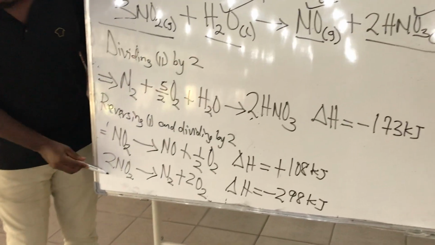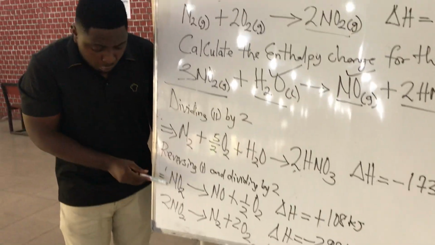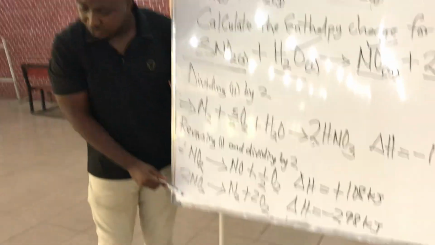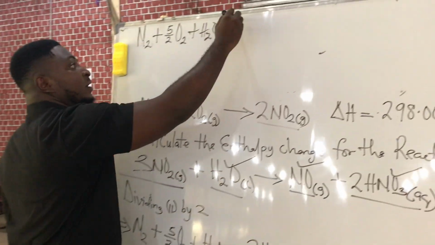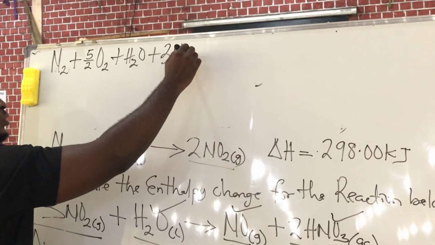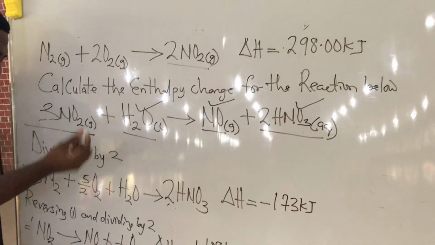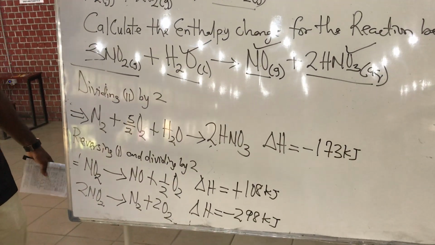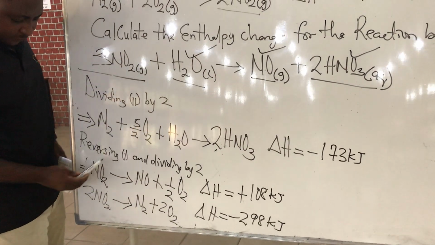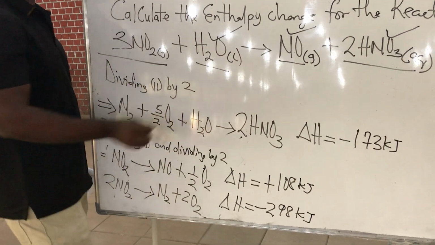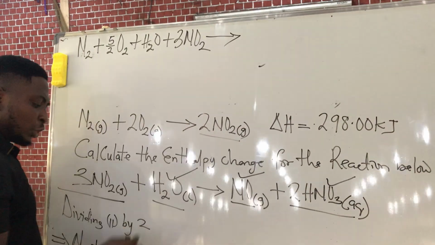Class, NO2 plus 2 NO2 is what? We have NO2 here, we also have NO2. 1 plus 2. 3 NO2. Are we done with those on the left? Who's on the left again? We are done. 1, 2, 3, 4. Let's go to the right. Who are those on the right?